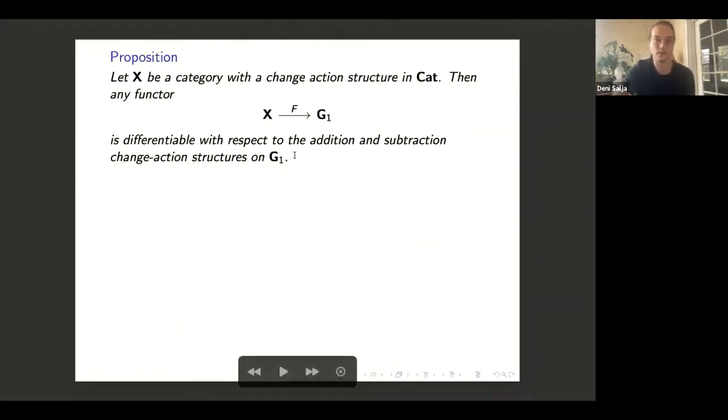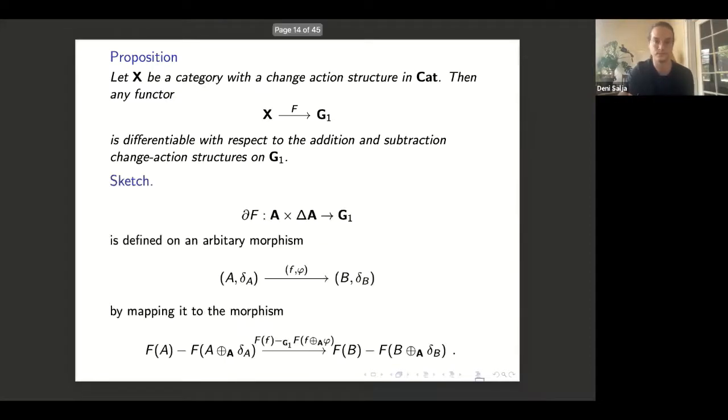So here's a functorial version of that calculus of finite differences. If you have a category with a change action structure in Cat, then any functor into the arrow category of an abelian group is differentiable with respect to these change action structures. And how you would define its derivative would be pretty much just point-wise how you would define it for sets. You would take differences. These derivatives are meant to model finite differences.